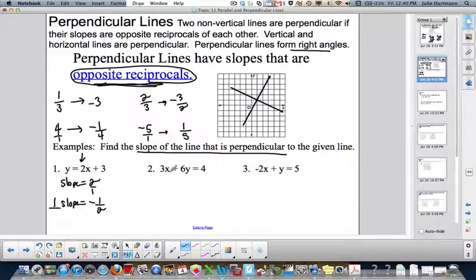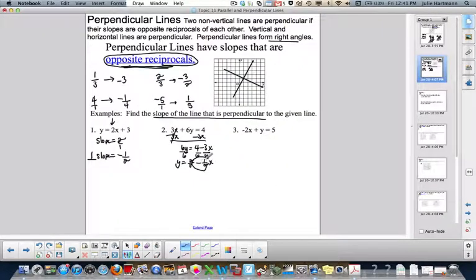The second one, you have to solve for y again, minus the 3x. In case you didn't realize, these are the same questions as the ones on the front page. Divide by 6, so that'll be y equals 2/3 minus 1/2 x. So the slope of this line is negative 1/2. The perpendicular slope is, flip that, it's 2, and it's a positive 2.